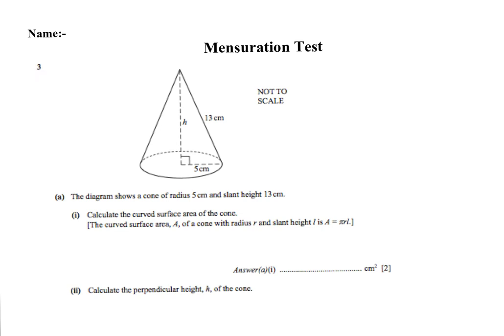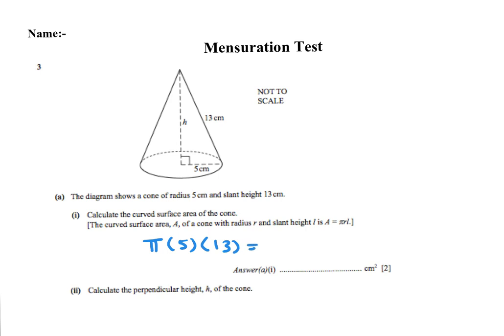The first question, we have a cone, its radius 5, slant height 13. We don't have the perpendicular height. I need to calculate the curved surface area. So the rule is given to you, the curved surface area for the cone is πrL. L is the slant height, which is 13. r is the radius, which is 5. So to find the curved surface area, π times r, which is 5, times L, which is 13. So use the calculator to find the answer.